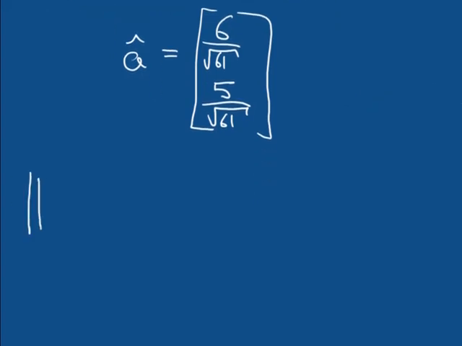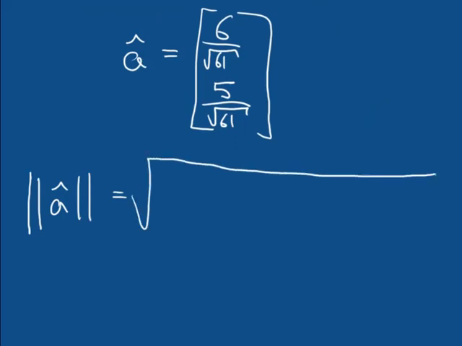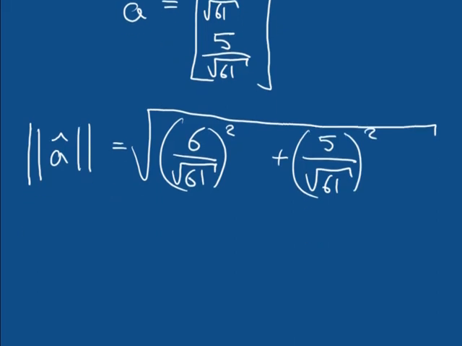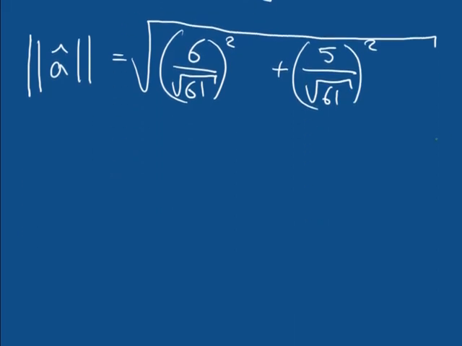So we're going to find the length of A hat, which is equal to the square root of our x component squared. So that's going to be 6 over the square root of 61 squared, plus our y component squared, so plus 5 over the square root of 61 squared. Now this is a step that hopefully most of you will be familiar with, but if you're not, I didn't want to lose anyone when we're trying to show how this works to give us a unit vector. So that's why I worked through with numbers first.